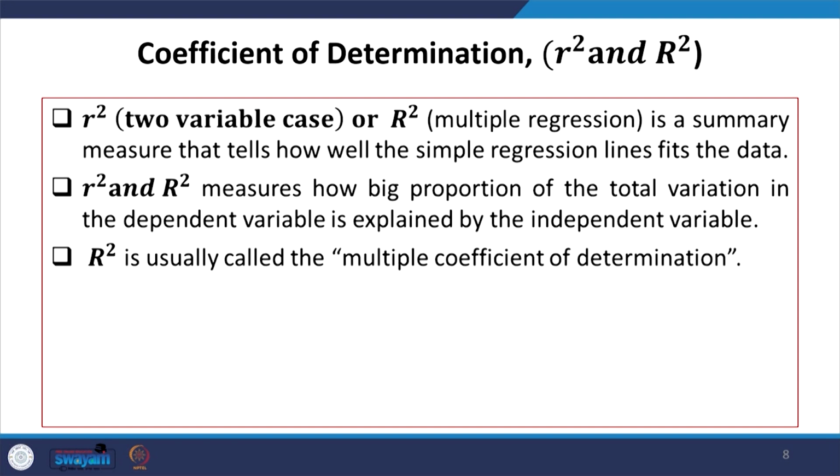Similarly, its goodness of fit or its coefficient of determination in this context is written as small r square and capital R square. So, capital R square and small r square are in fact summary measures that tell how well the simple regression line fits the data. Small r square and capital R square measure what proportion of the total variation in the dependent variable is explained by the independent variable. How much its variation is explained by the independent variables. Then capital R square is usually called the multiple coefficient of determination.